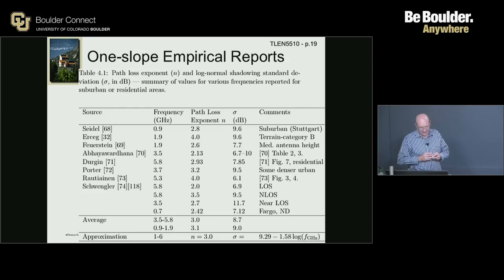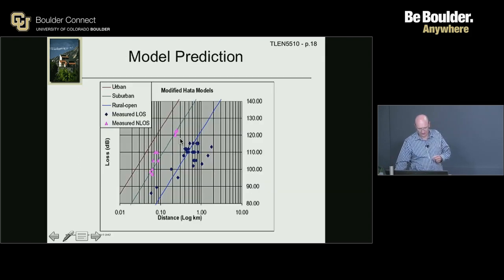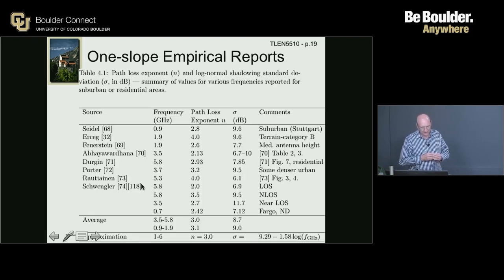And as I said, I was talking about these sets of measurements here at 5.8. If you measured the line of sight one, it was about n equal 2. If you measured the non-line of sight, it was 3.5. That slope was n equal 2. That's my own model there. So basically, that's what people do.